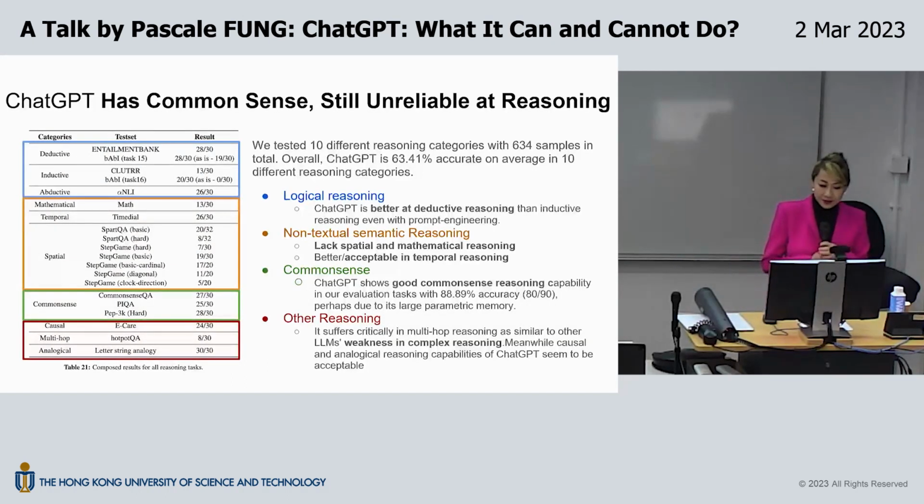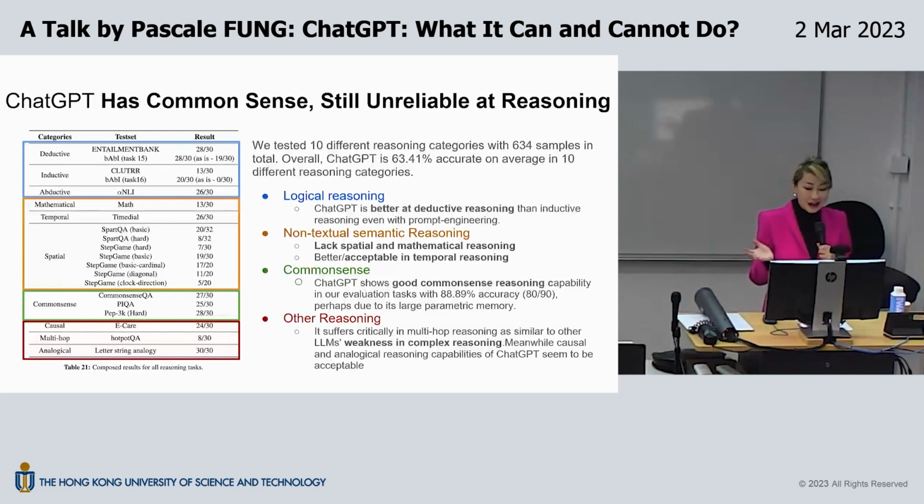So, reasoning. We tested ChatGPT in the following reasoning categories: deductive, inductive, abductive in logical reasoning, mathematical, temporal, spatial. Also, we tested its ability in common sense reasoning, its ability in causal, multi-hop, and analogical reasoning. So there are existing test sets for NLP that we can use to test ChatGPT. Again, everything we evaluate is based on these test sets. What we found is the following. One, on average, okay, when people say it can or cannot reason, well, it can reason to some extent.